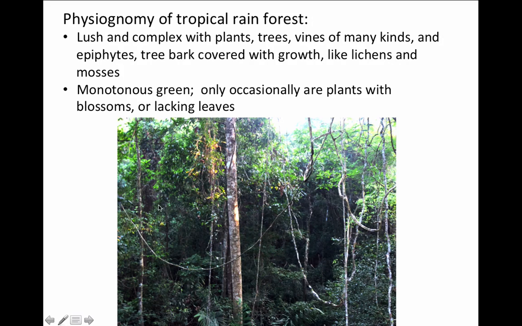In general, though, it's rather a monotonous green, green, green. Only occasionally will you see plants that are in bloom, orchids, etc. And only occasionally will you see a tree that's dropped its leaves. Mostly it's just a wall of green.